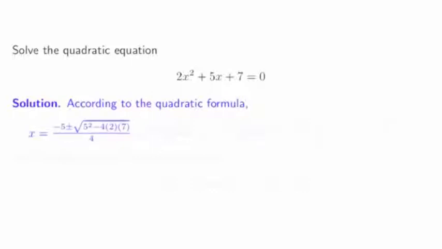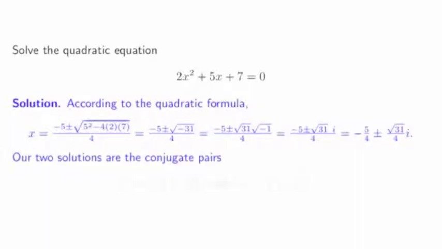Let's solve the quadratic equation 2x squared plus 5x plus 7 equal to 0. Using the quadratic formula, my solutions look like this. a was 2, b was 5, and c was 7 in the quadratic formula. Let's simplify the discriminant. 5 squared minus 4 times 2 times 7 is minus 31. So inside the radical we have a minus 31. Think of minus 31 as 31 times minus 1, so that radical becomes the square root of 31 times i. And so there are my two solutions. They're both complex conjugate pairs. There's one solution, there's the other.